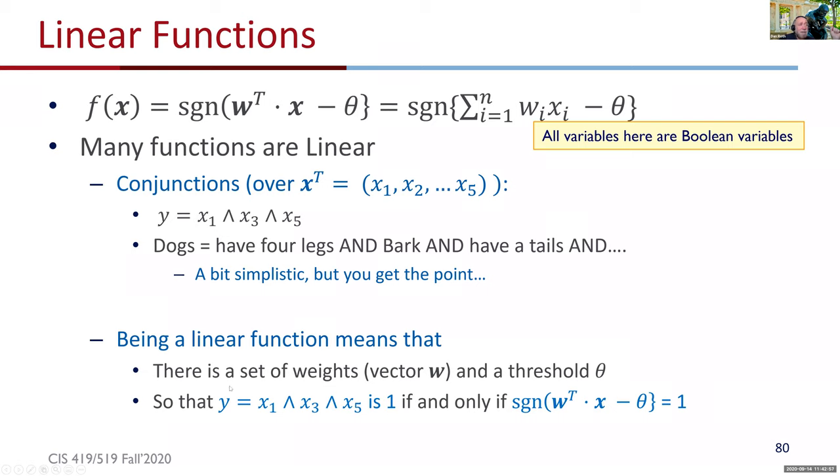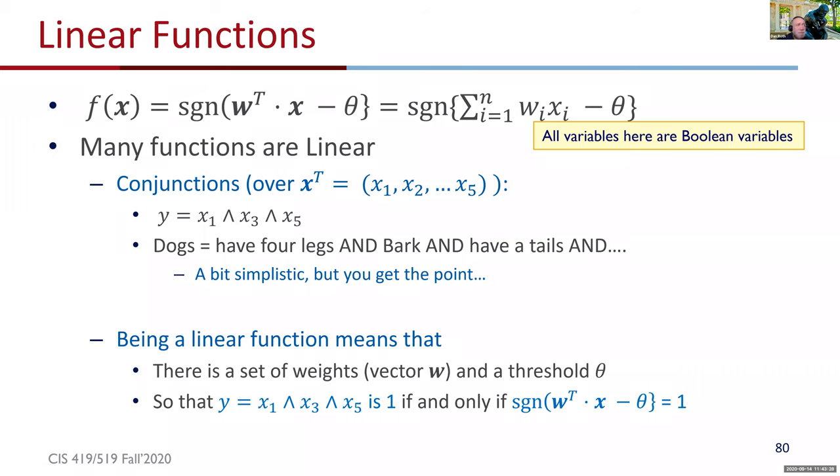So what do I mean when I say that this is a linear function? I mean that there is a set of weights, a vector W, and a threshold theta, such that y, which is equal to x1 and x3 and x5, is one if and only if this function is one. So this function is one when this is one, and this function is zero when this is zero.